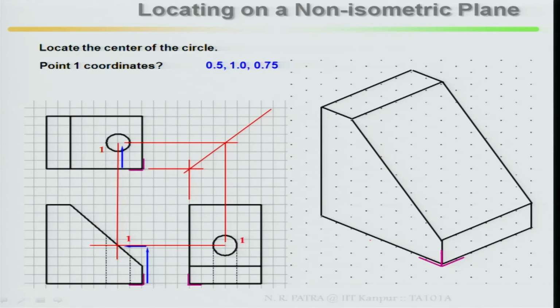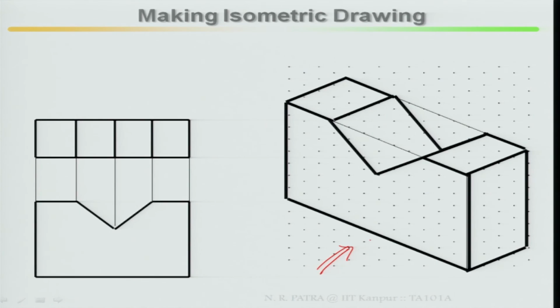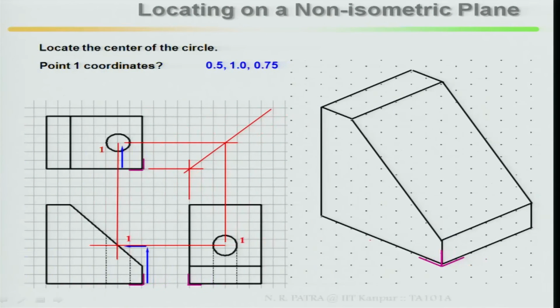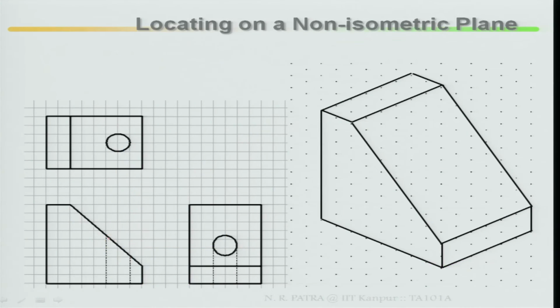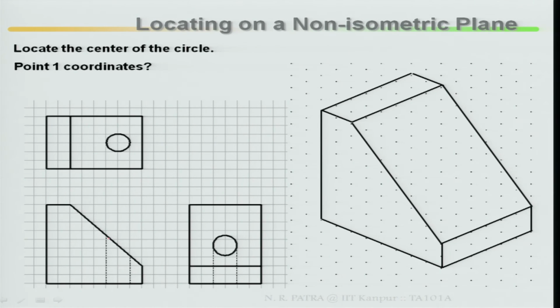Now similarly, locating on a non-isometric plane. These are the points I discussed earlier, locating on isometric planes. Now the next step is locating on a non-isometric plane. Non-isometric plane means, if you look here, this is your top, this is your side and this is your front, and these are your non-isometric lines, and the circle here you have to locate in the non-isometric plane. Now what is the procedure? Locate a non-isometric plane. Locate the center of the circle. Find out where the center of the circle is. Then point 1 coordinates.